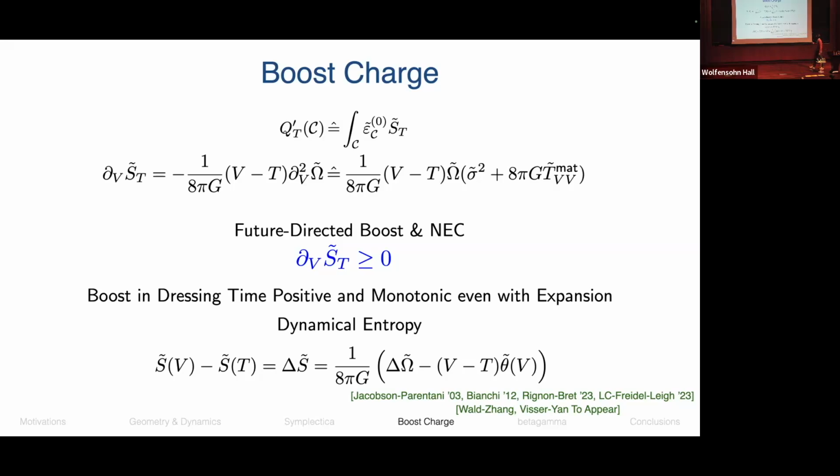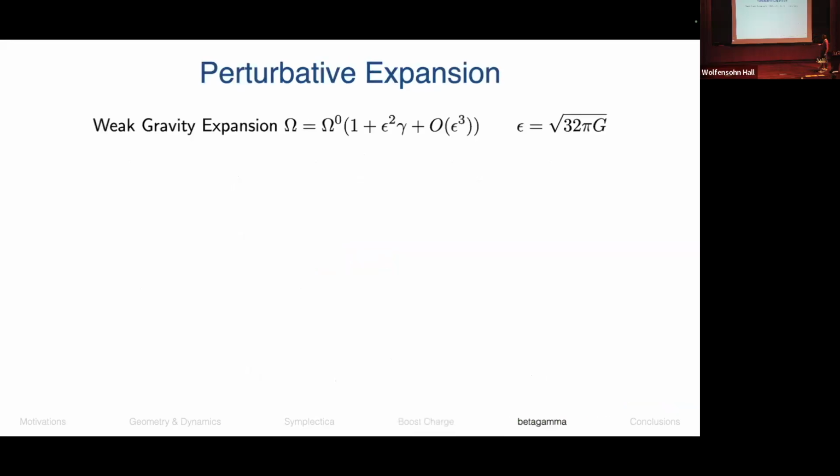Okay, good. So in the remaining 15 minutes or so, I'm going to talk very briefly about the beta gamma, and then I'm going to offer some conclusions. For the beta gamma, what I'm going to do is perform a weak gravity expansion. For the moment, I haven't studied the most general weak gravity expansion.